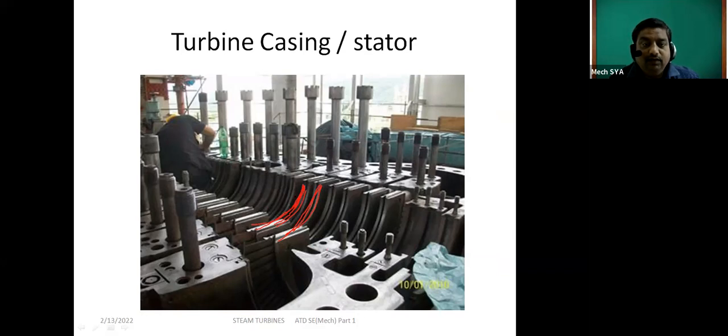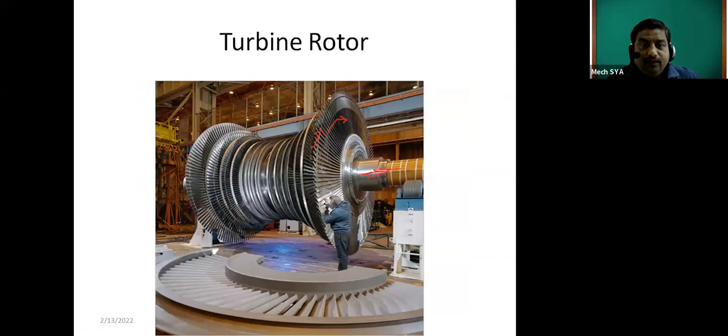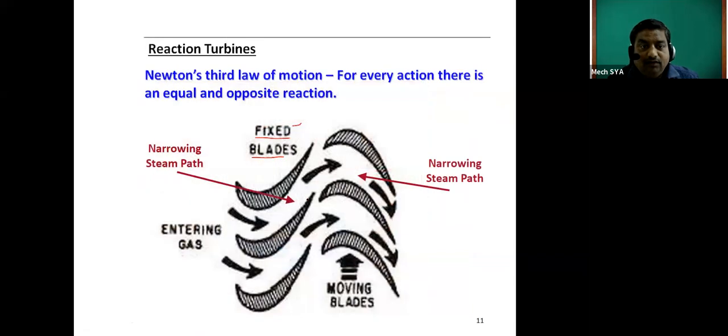So it will guide the steam to effectively impact on the next stage of the moving blades. And in the reaction turbine or pure reaction turbine, it is acting as a nozzle, where pressure is decreasing continuously. But this is the turbine rotor where moving blades are there. If it is an impulse turbine, then the blade shape is different. For the reaction turbine, Newton's third law of motion applies. So fixed blades and moving blades are there in this combination, and in this area we use the aerofoil shape of blades.